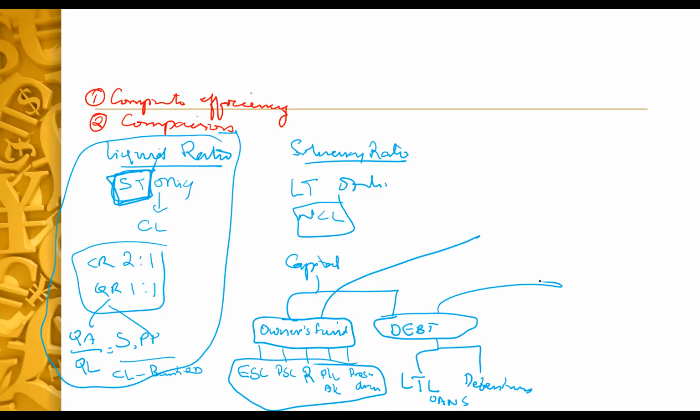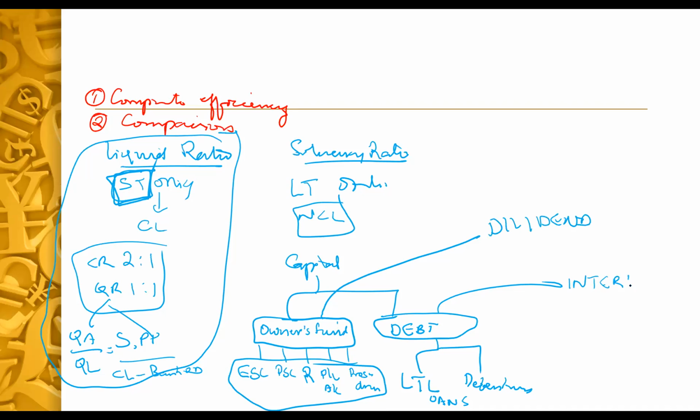What is the return? What is the reward for those owners fund or equity share capital? What is the return they are getting? Profit. When the company is making profit, these people are paid something. What is that called? Dividend. Exactly. Dividend. And debt also, they will also be getting something. What do you call that? Interest. Don't forget these basic things.